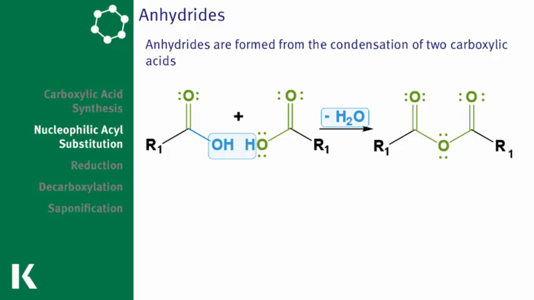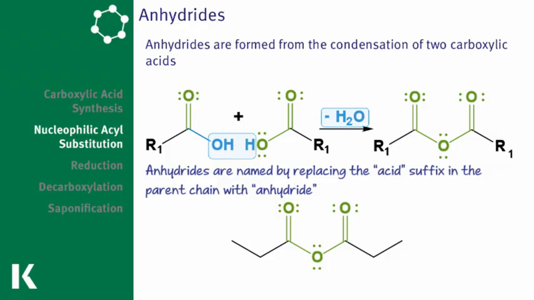What is more, anhydrides are also incredibly simple to name. You just leave the carboxylic acid's name largely intact, replacing the word acid with anhydride. For the example molecule at the bottom of the screen here, the original carboxylic acid was propanoic acid. Therefore, we preserve the term propanoic and just slap on anhydride at the end.